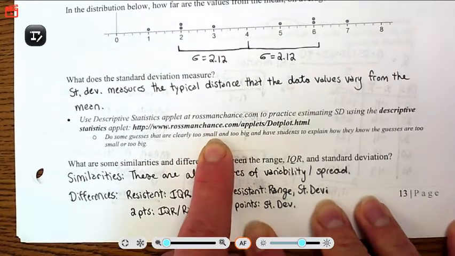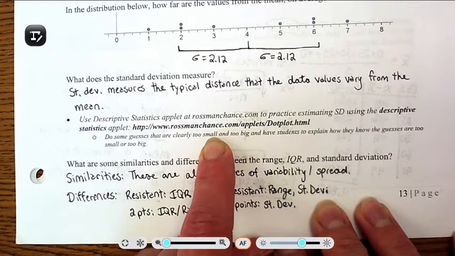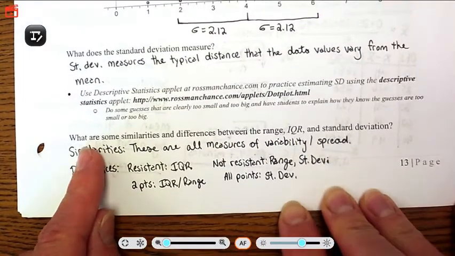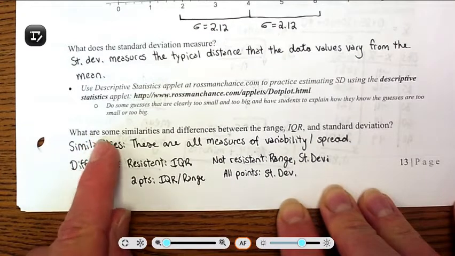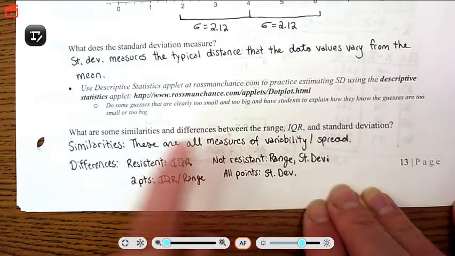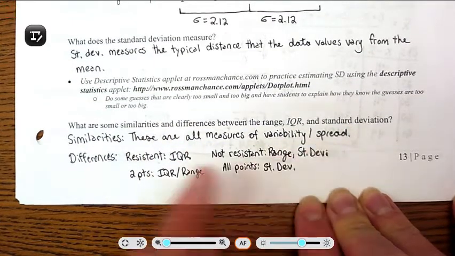So I would have you guys go ahead and go into this, make some little data sets, and check your standard deviation. Okay. And try to guess what your standard deviation is. Okay. What are some similarities and differences between range, IQR, and standard deviation? Similarities. These are all measures of variability or spread.